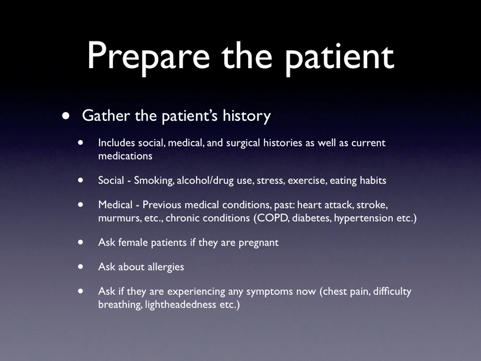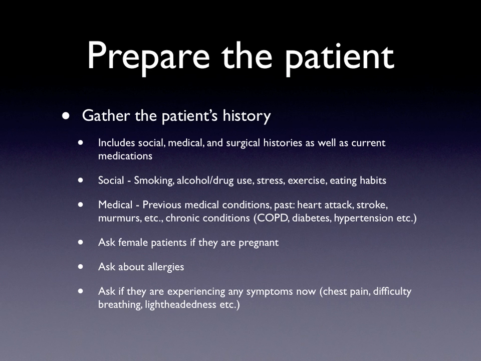A patient history can include social, medical, and surgical histories, as well as current medications. You'll remember that in the Holter monitoring videos we've seen, every time the patient has been asked to bring a card with their current medications on it. Social history can include things such as, does the patient smoke? Do they have a background of alcohol or drug use? Any sort of stress they may be experiencing? Are they getting regular exercise, and what are their eating habits?